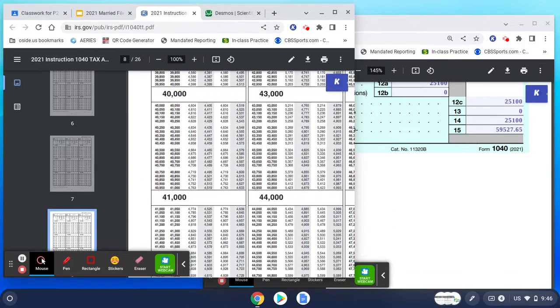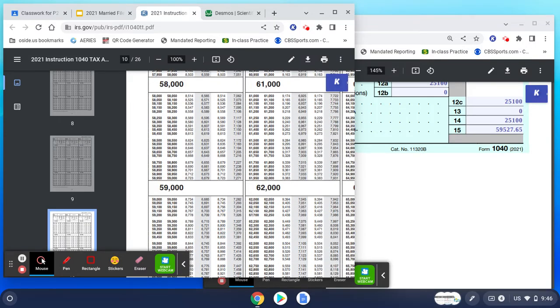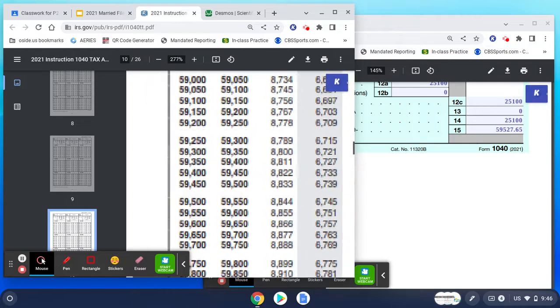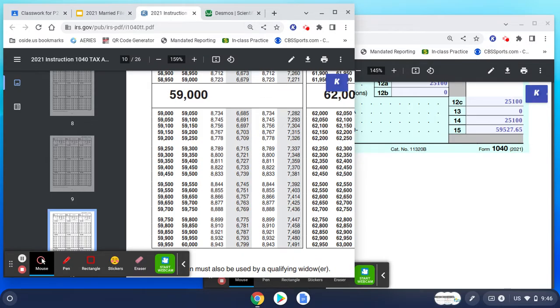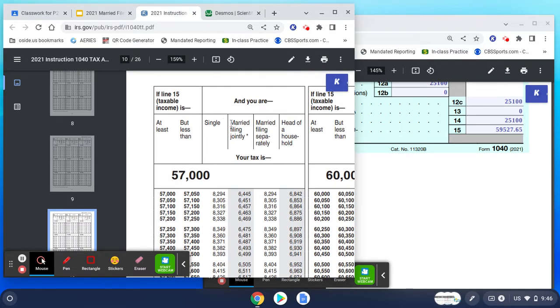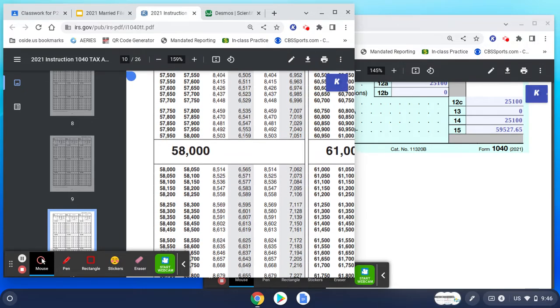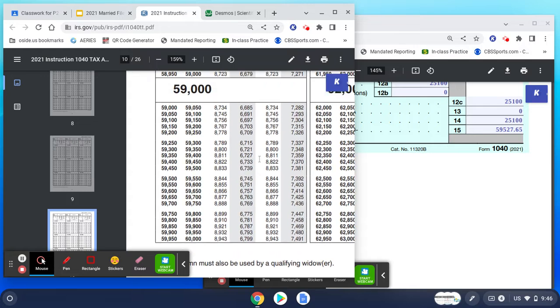Scroll down, scroll down, scroll down. I'm going to zoom in on the 59. And I'm going to be looking in the second column, the gray column, because this is married filing jointly. Remember, we're looking right here this time in the second column for married filing jointly. Okay, so go find it. I'm going to leave this on here for the screen for a second.